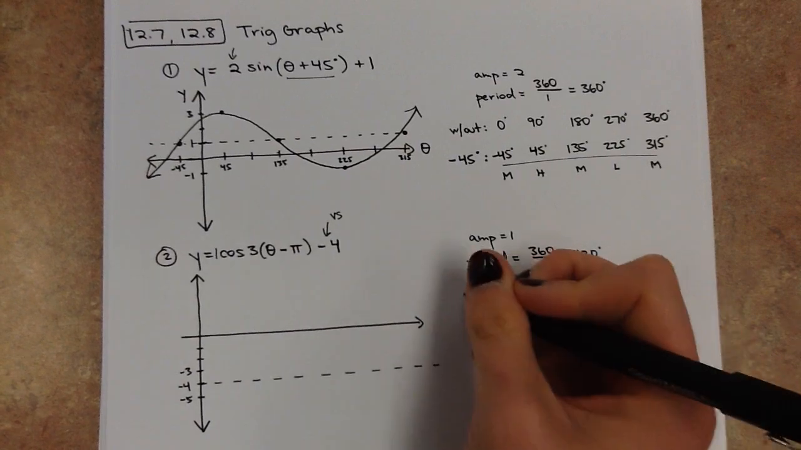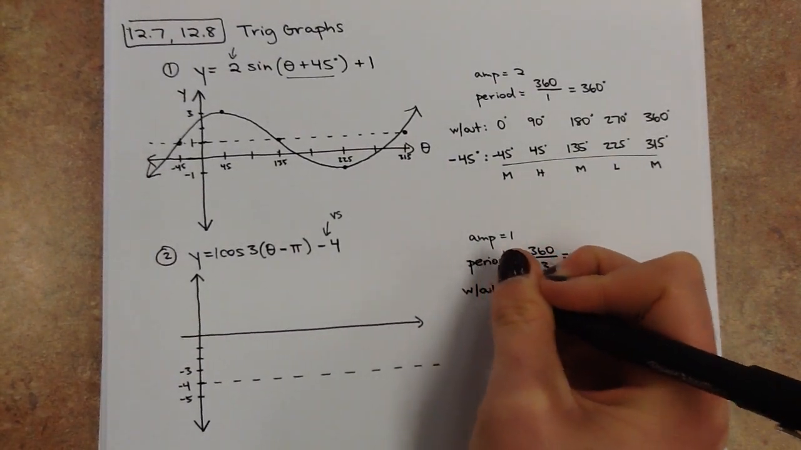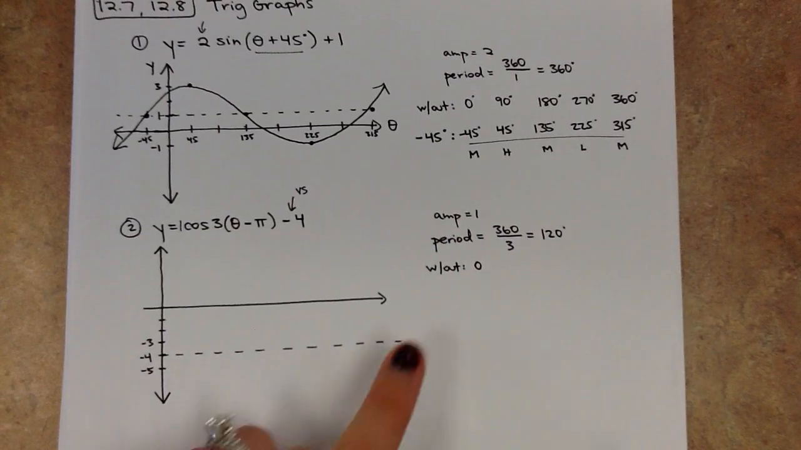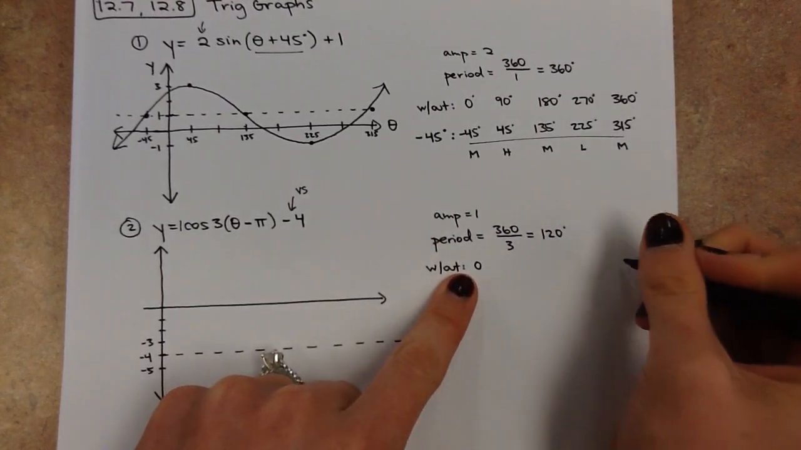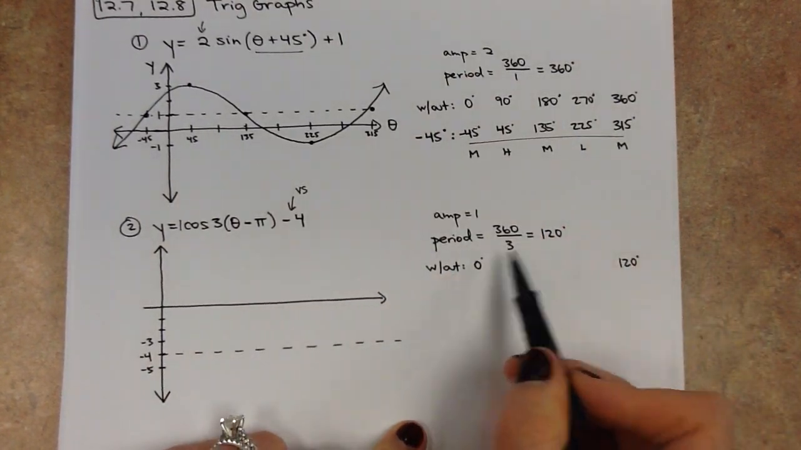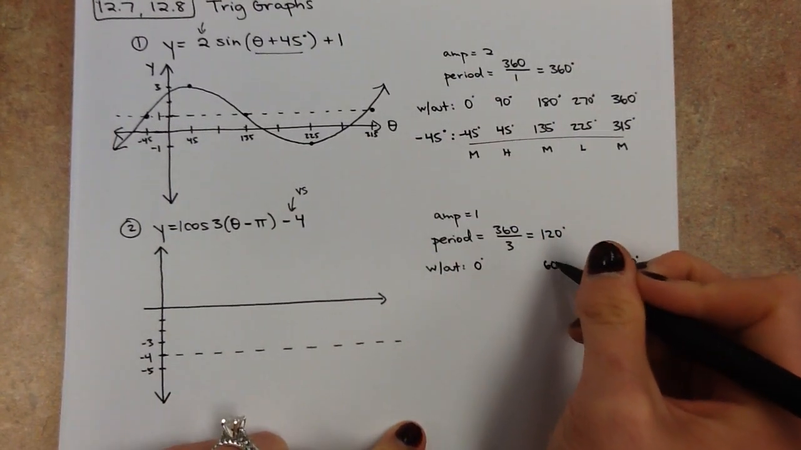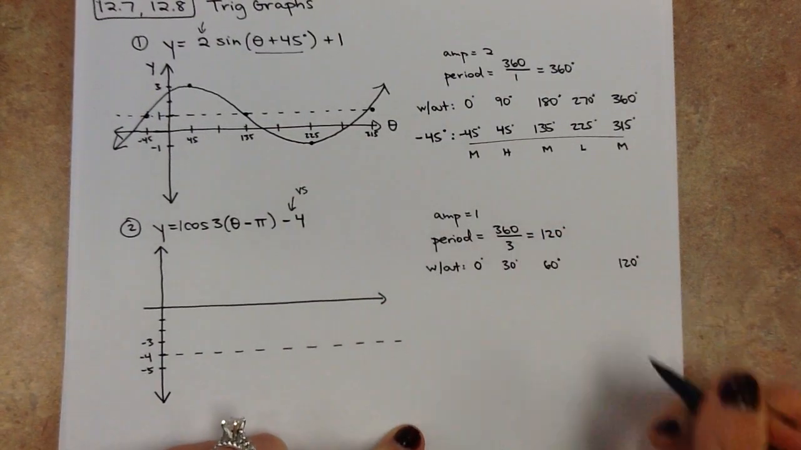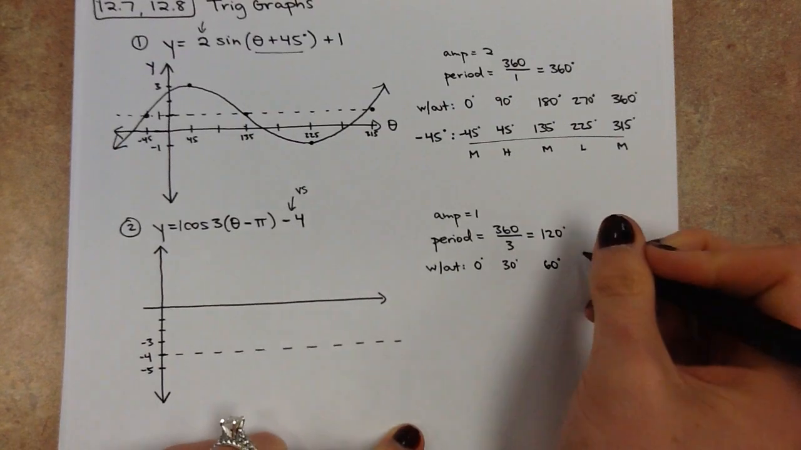Okay, so without any sort of phase shifts, I would start at 0. With a phase shift, I start somewhere else. This cycle is going to end after 120 degrees, because that's my period. Halfway between these two would be 60. Halfway between these two is 30, so that's a quarter of the way through the cycle. And halfway between these two is 90.